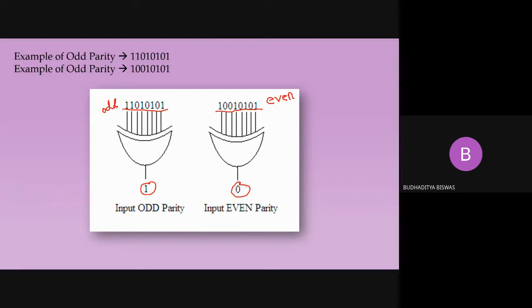If the output of the XOR gate is 0, then the received data always contains even parity. So in this way, the parity generator will generate the parity bit. The parity bit is transmitted along with the data, and at the receiving end station, all the data goes through the XOR gate, and according to the output of the XOR gate, we decide whether the parity which we received is even or odd. Got it?